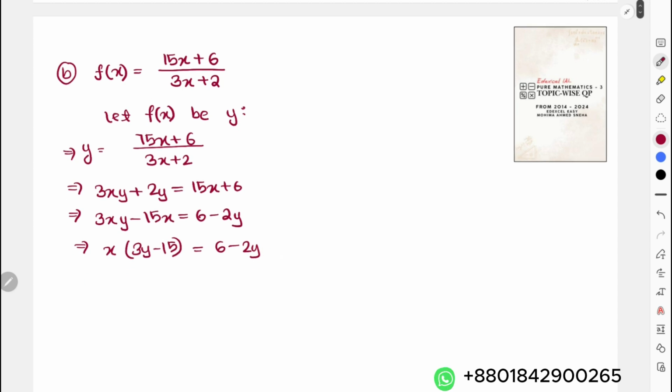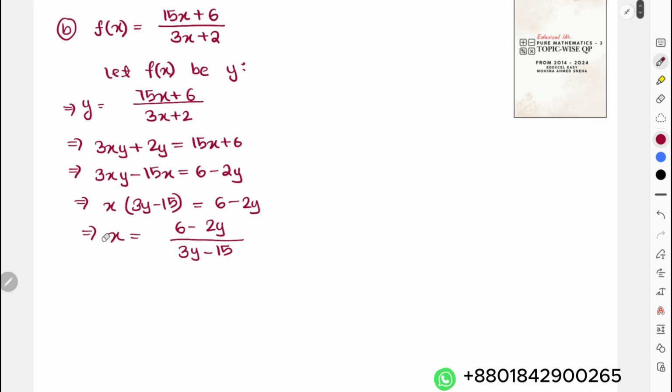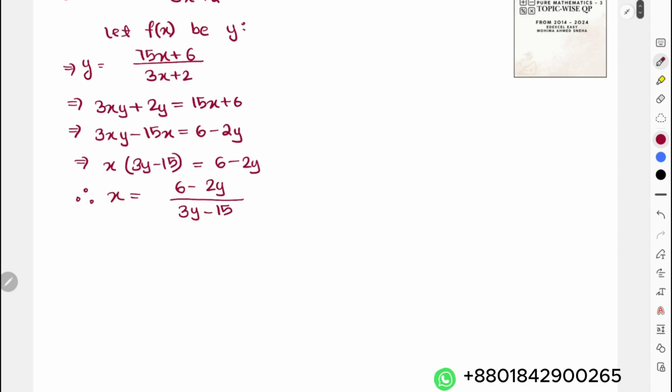So now after this, I'm just going to keep x on the left hand side, and we get x equals 6 minus 2y over 3y minus 15, right? So this is how the equation is going to look. The problem is that this is in terms of y, but I was trying to find f inverse of x in terms of x. This is the inverse of the equation, but in terms of y. I want to find the inverse of the equation in terms of x.